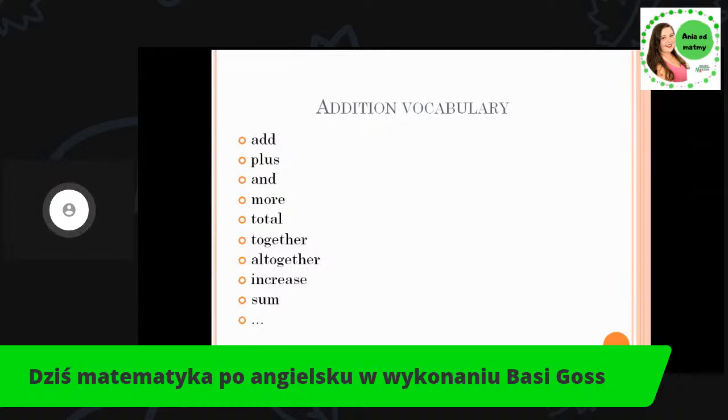And there are other words, but the ones that we have used in today's problem-solving questions are the ones on the list that you can see on the screen now. So let's bring it all back together. The words that we can use for addition, and we know that we need to use addition when we see them in the questions, are add, plus, and, more, total, together, all together, increase, and sum.